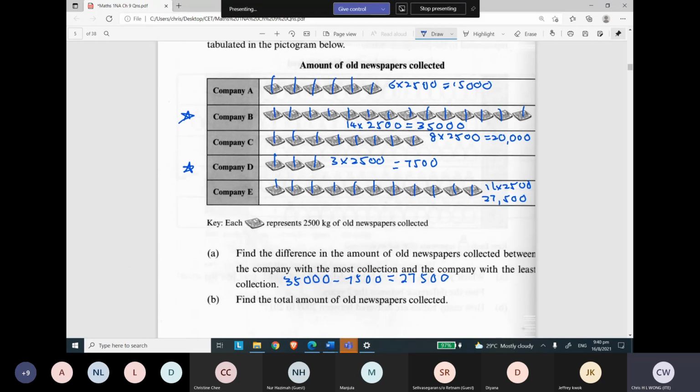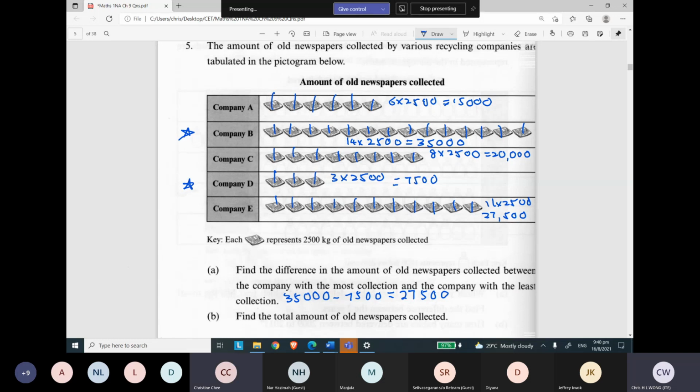The second one. Find the total number of old newspapers. What do you do? You just add this one, plus this one, plus this one, plus D, plus E. You have the total already, isn't it? Okay, let me ask Darwin, can you give me the total of A, B, C, D, E, all of them? Okay, sure.